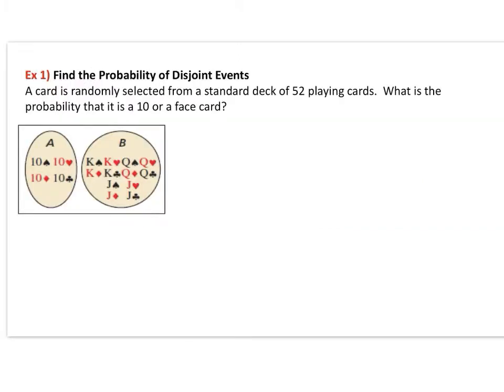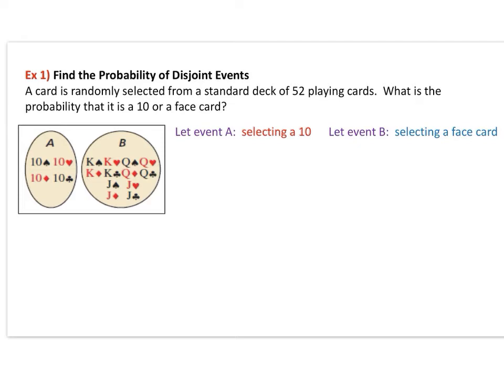Alright, so let's practice our two formulas. Example 1, finding the probability of disjoint events. A card is randomly selected from a standard deck of 52 playing cards. What's the probability that it is a 10 or a face card? Alright, so we can use our given Venn diagram. It's clearly a disjoint example. And also let's define our events. Let event A be selecting a 10, and then event B will be selecting a face card.